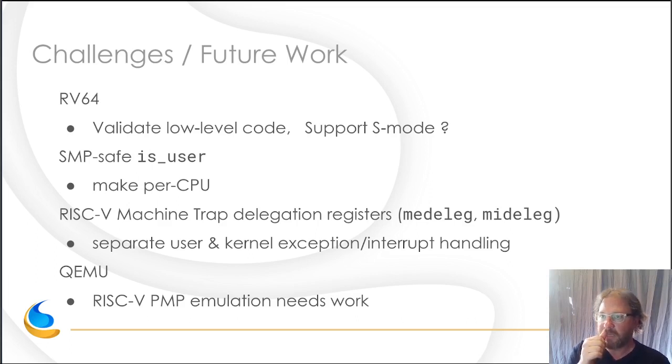So as hinted at in a couple areas, that covers the main overview of the implementation details. Some of the challenges that we ran into and some ideas for future work. Well, the first one's not really a challenge, it's more future work. This work was focused on the 32-bit RISC-V designs. Some work is needed to make this work on RV64, and that's primarily about the low-level trap handling and so on to make sure this stuff is working for 64-bit.